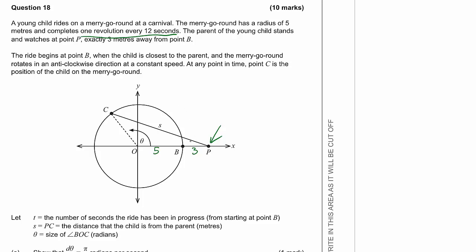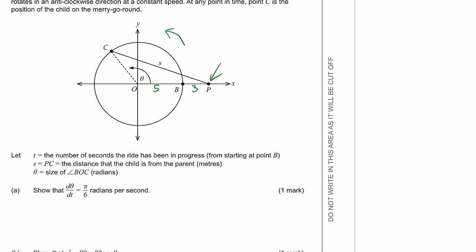The ride begins at point B when the child is closest to the parent, and the merry-go-round goes in an anti-clockwise direction, so we know it's going around this way, at a constant speed. At any point in time, point C is the position of the child on the merry-go-round. So what do we got? Let t be the number of seconds the ride's been in progress. S is PC, as we can see on the diagram, and theta is this angle. Show that d theta dt is pi by 6.